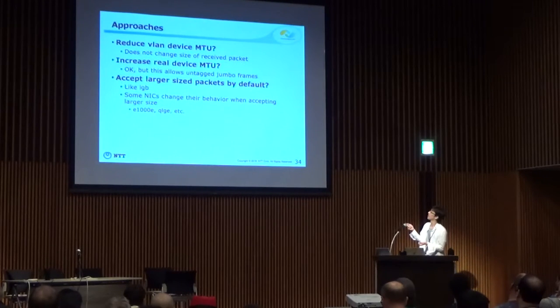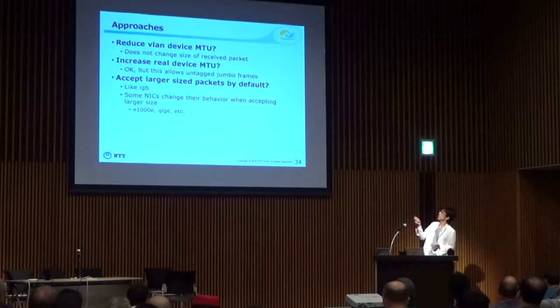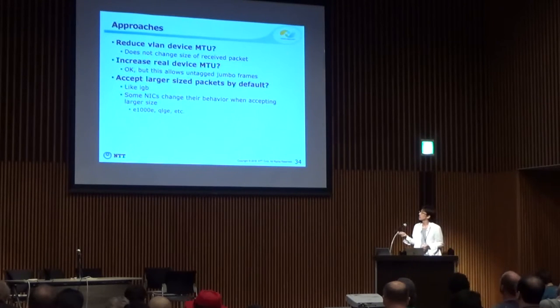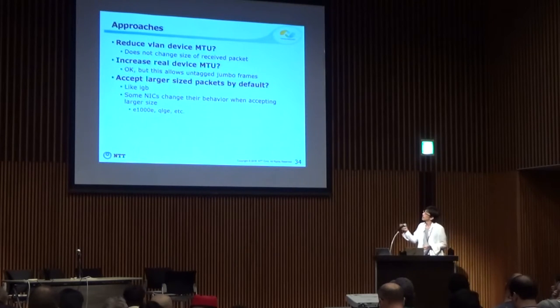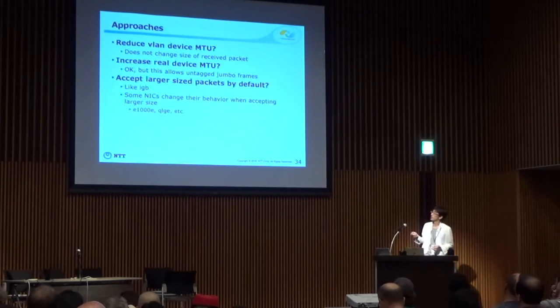So there could be another problem with this way. Then, accept larger size packets by default, like IGB. But as far as I know, some NICs change their behavior when accepting larger sizes, changing the max accept of the size. The examples are E1000E and QLGE.